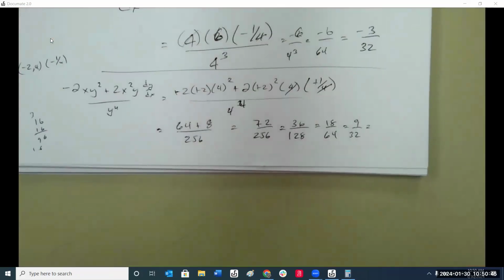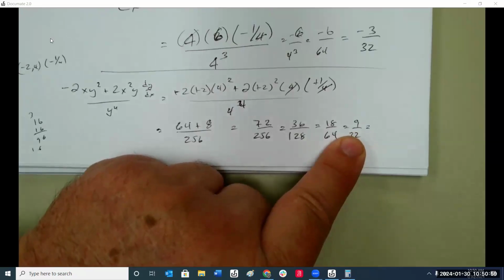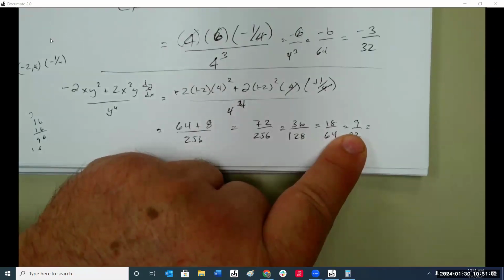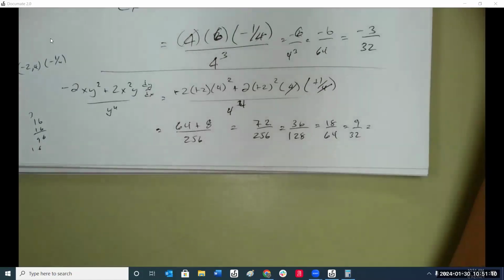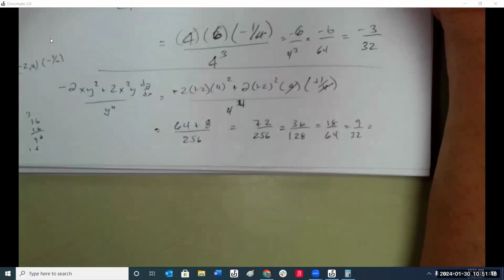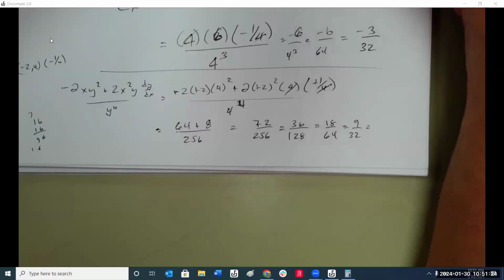Change the signs again. I now came up with a 9/32. Okay, let me go back and check this. So we got y squared times -2 minus -2 over y squared. So the -2xy squared plus 2x squared y divided by x over 4.